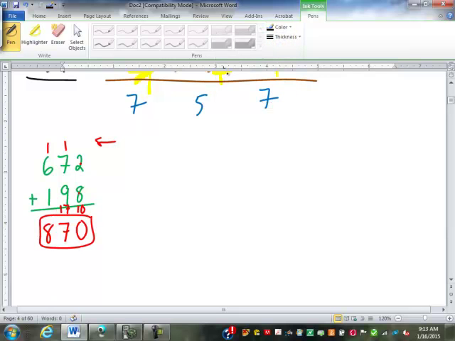Believe it or not, that process of carrying is a relatively new process. It's only about 150 years old. Before then, addition looked a little differently. Now, you don't have to write this down. I'm never going to make you do it differently.